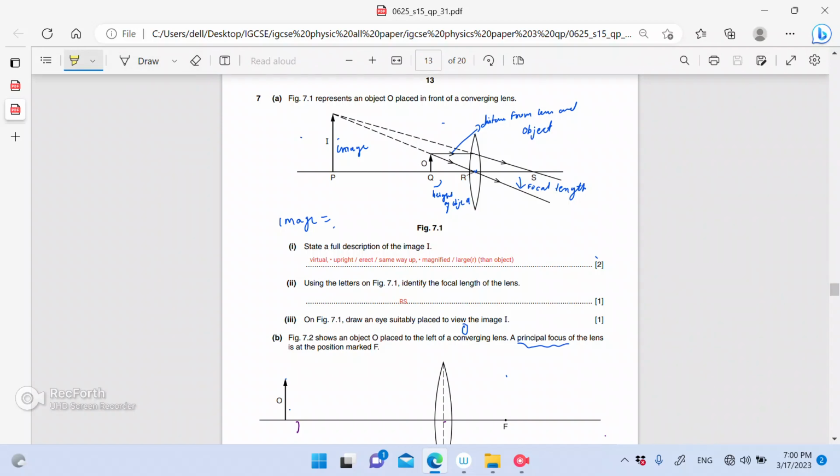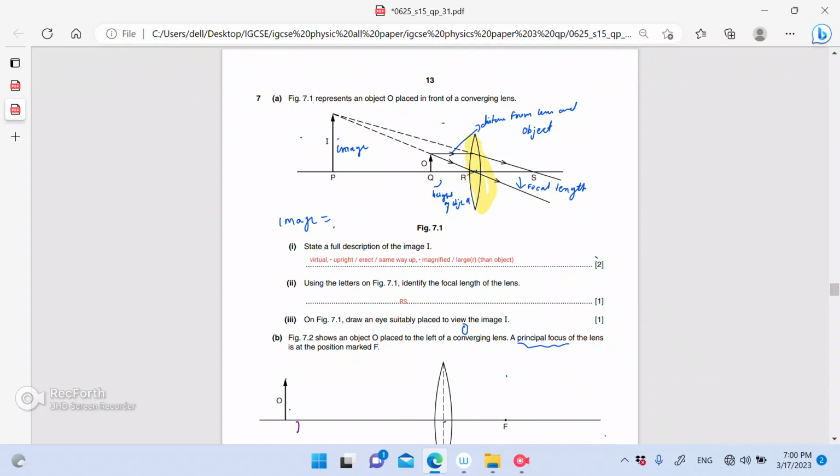So this is the image. By looking at the figure, this is the lens, right? And these are the two rays. The object is O, it is here, but the image is forming back. Where is the image? Back side.